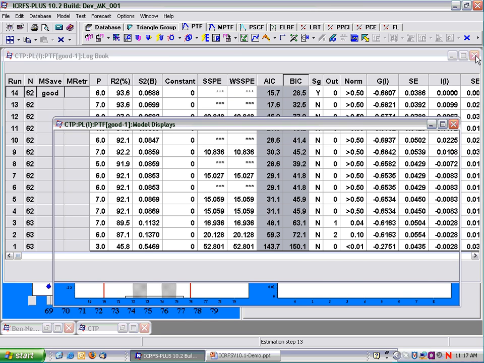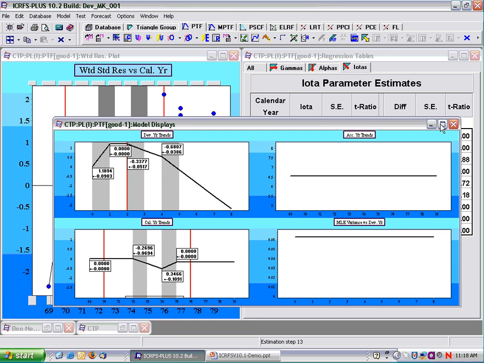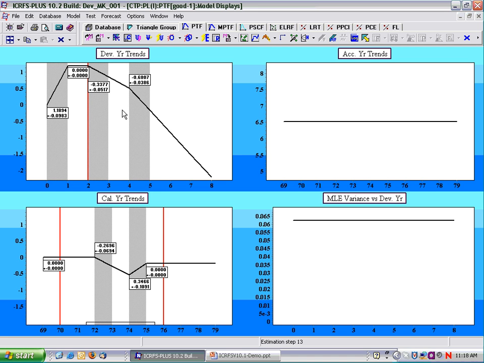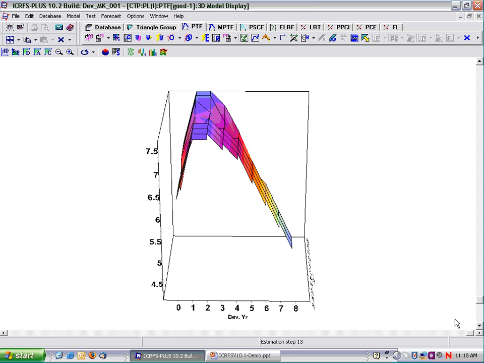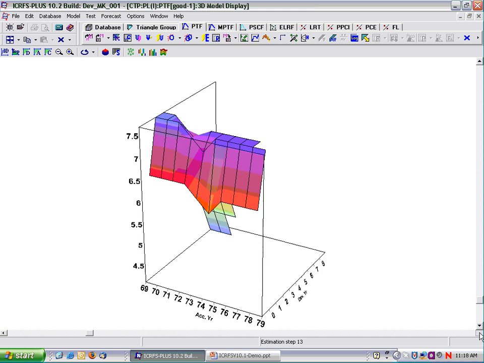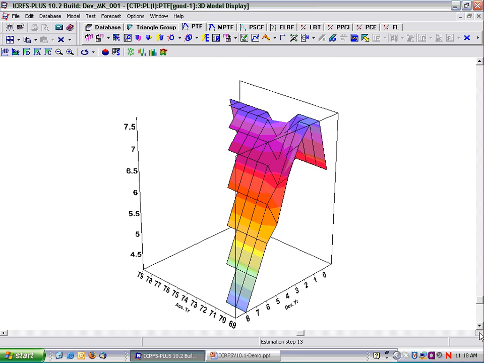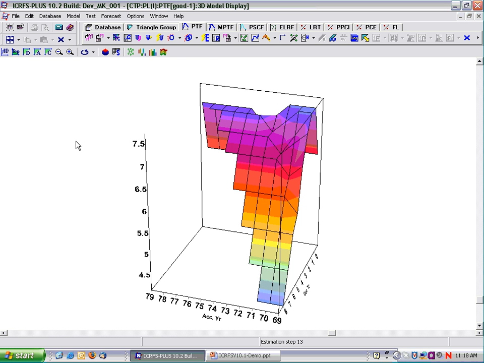Okay, so what is the model that we've identified? Let's see. It's got that development year trend structure. Accident years are the same level, no trends, except for some trends along the calendar years, which will project along the accident years and the development years. So in a three-dimensional version, this is going to look like this. And you will see the valley in the 74 calendar year.